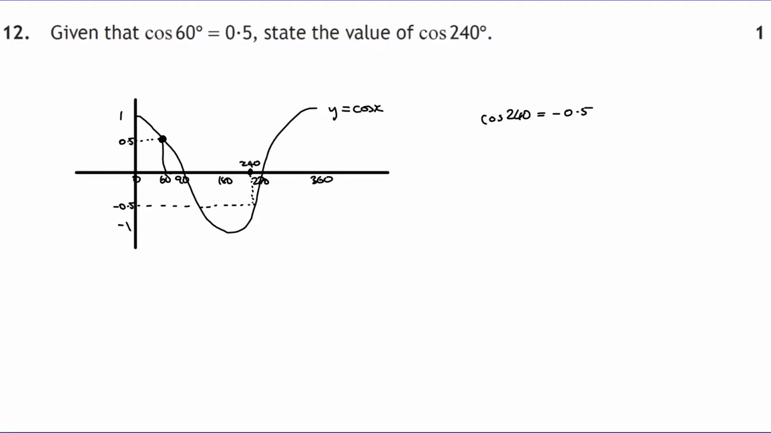We could do the same thing for other points in the graph. If it asks us for cos of 300, then that would be 30 degrees above this line. So 300 would be here. That would also be 0.5. Because it's 30 degrees above, 30 degrees below, you can tell by the symmetry of the graph, if you look at it, that it's going to give you 0.5 as well. And there's lots of various questions they could ask for that. So it's just really knowing the graph and how the symmetry of the graph works.